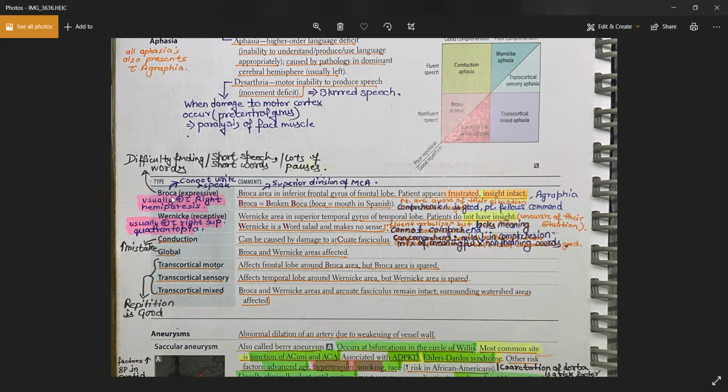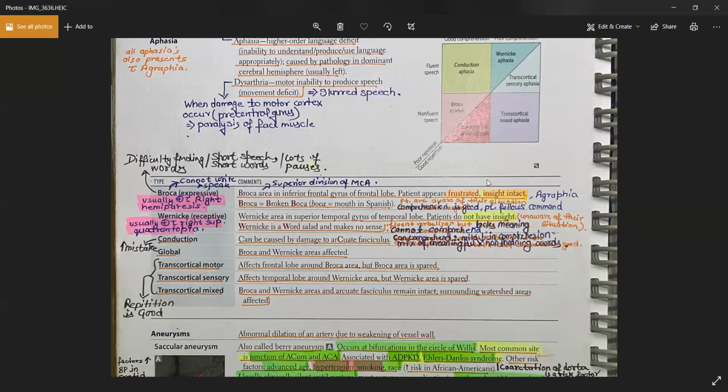So first, let's talk about Broca's area. Okay, in which you have a very good comprehension. You can understand every command. You know what to say, but you just cannot say it. The patient tries to say that, but he just cannot say it. So the patient becomes very frustrated because they have insight into what's happening to them. They know that they have some problem. The patient will be good in comprehension, they follow every command, right? But they have a very poor repetition, they cannot repeat what you ask them to say, right?